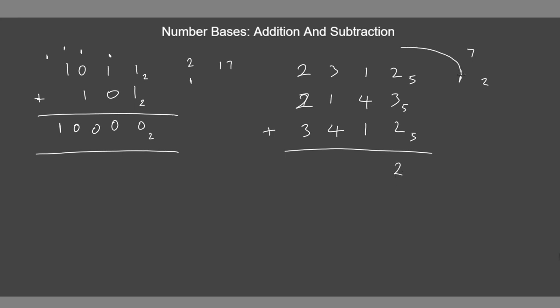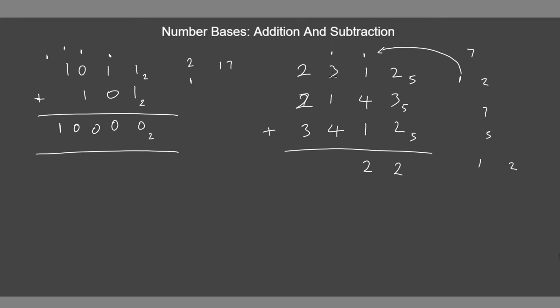Then this 1 is what you carry to this place. So now you have 1 plus 1, that gives you 2, plus 4, that gives you 6, plus 1, that gives you 7. So you have 7 again. How many 5s can you take out of 7? Just 1. And when you take out that 5, you'll be left with 2. So you have 2, you carry this 1 here.